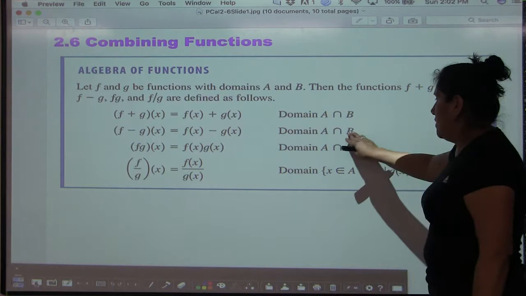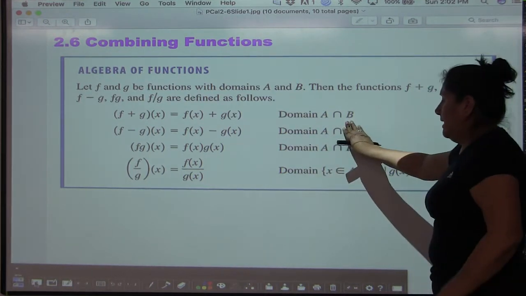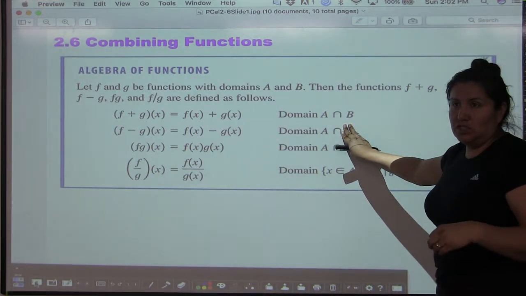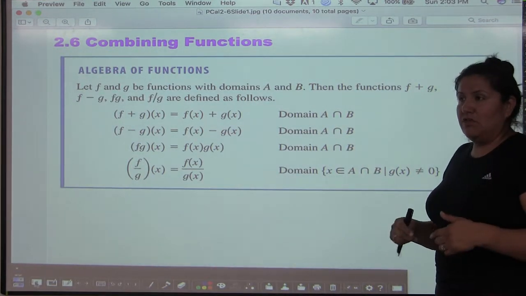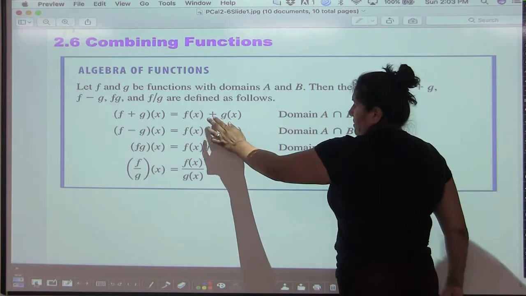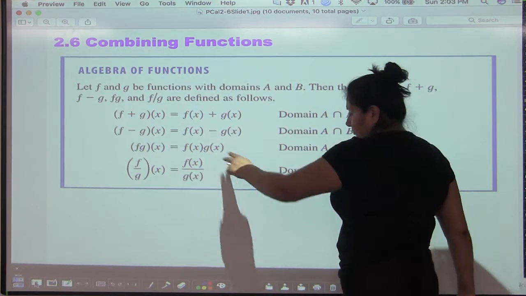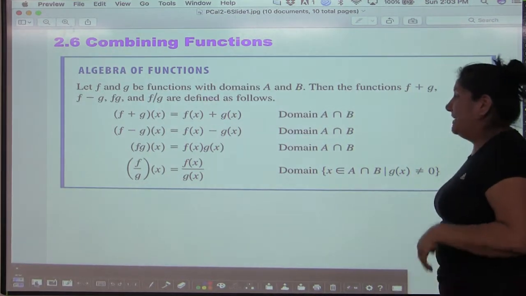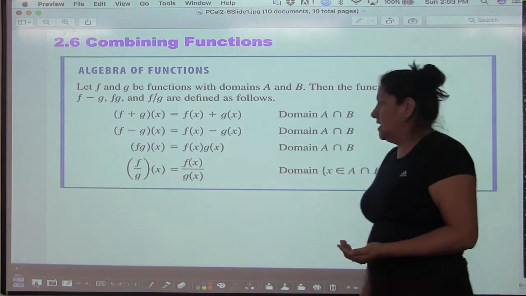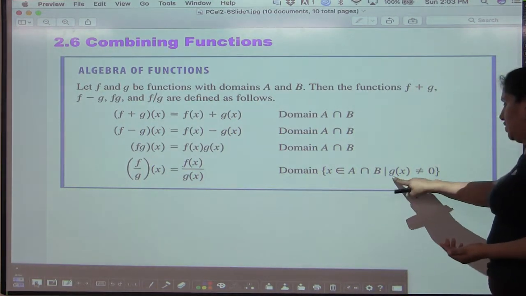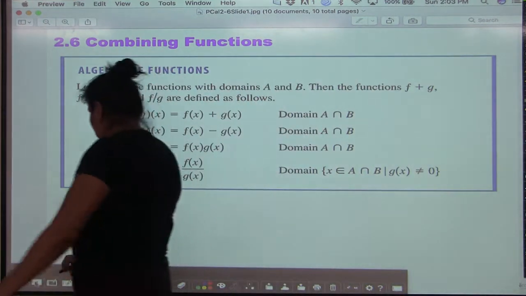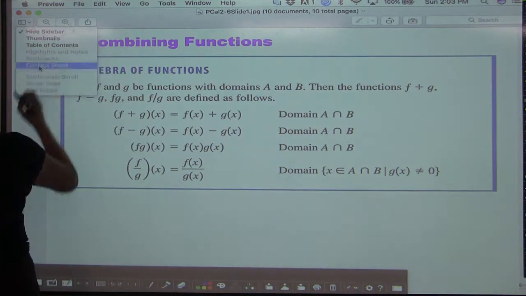So what it is saying when it says domain is A intersect B is that if you take the domain of the f function and the domain of the g function and you find that intersection, that will be the domain of the resulting combination, which is f plus g, f minus g, f times g. And in addition, in the case of division of the functions, you also want to make sure that g is not equal to 0. So that's basically what that is saying. So we're going to go ahead and go into our first example.